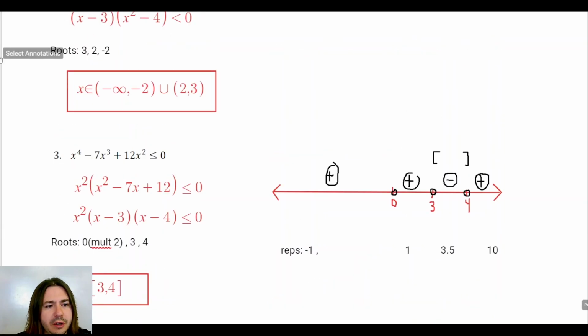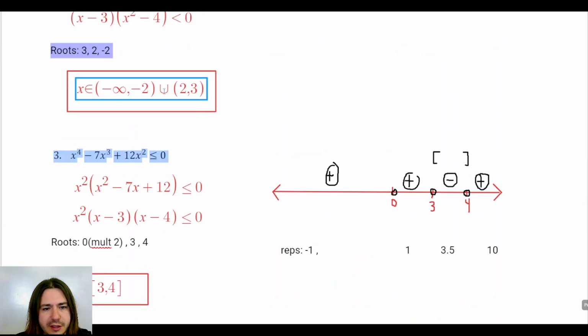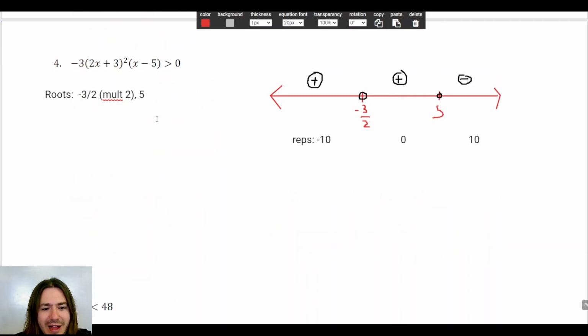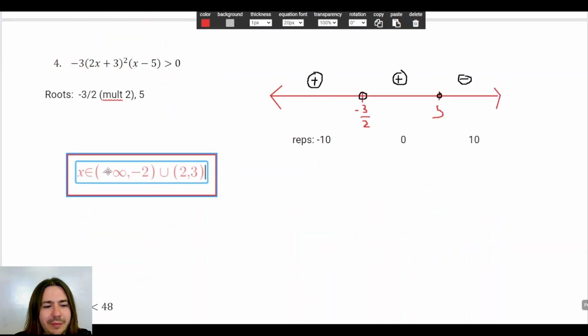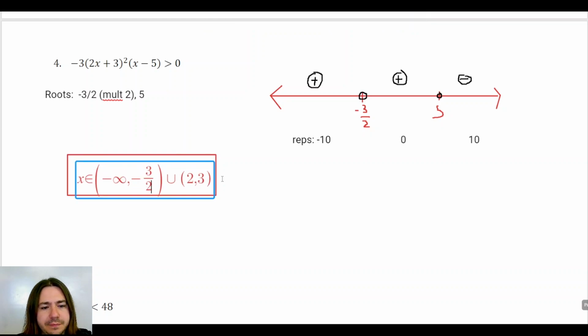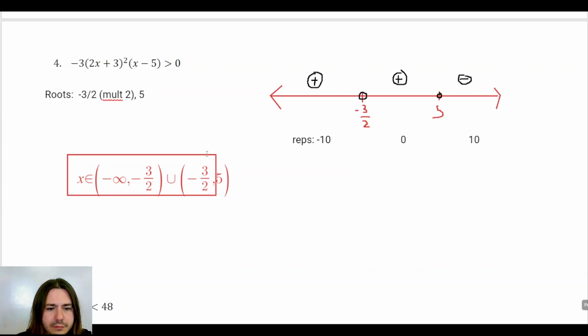I'm going to grab a similar solution set here, so I don't have to retype everything. You guys know the deal here. I'm all about copying and pasting. And so our solution set will be from -infinity to -3/2, and then also from -3/2 to 5. All right, and there's number 4.